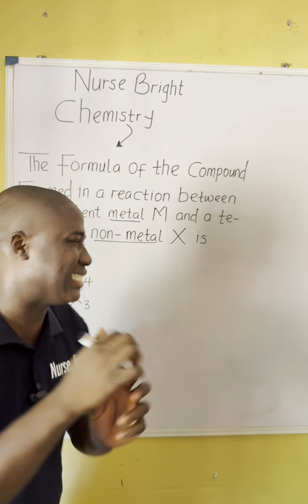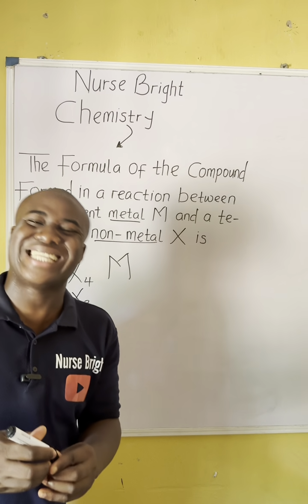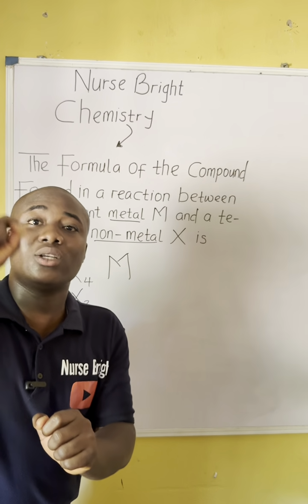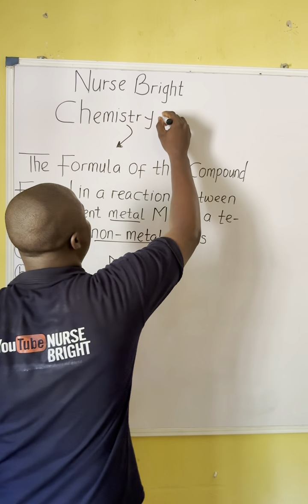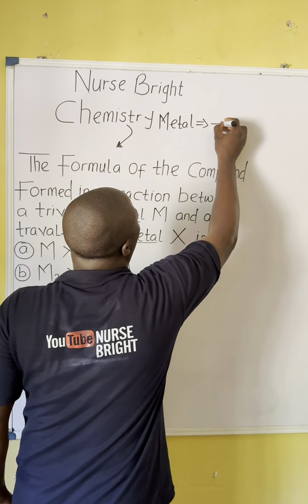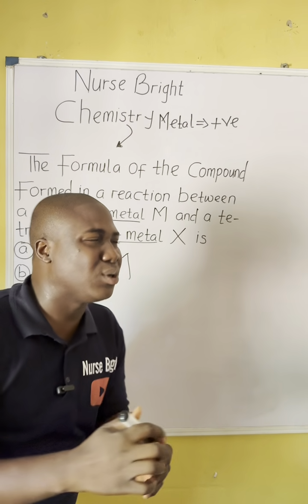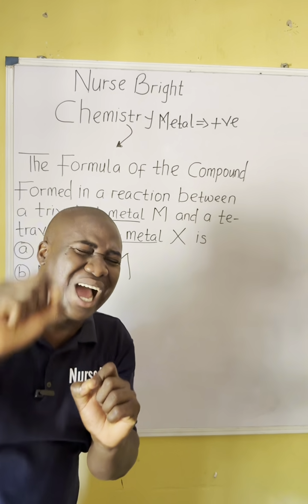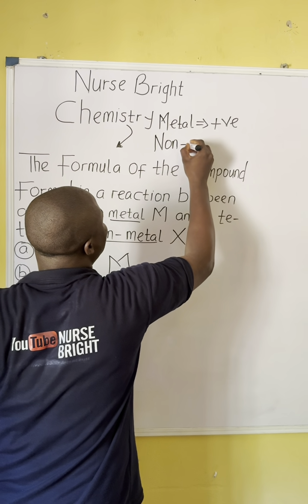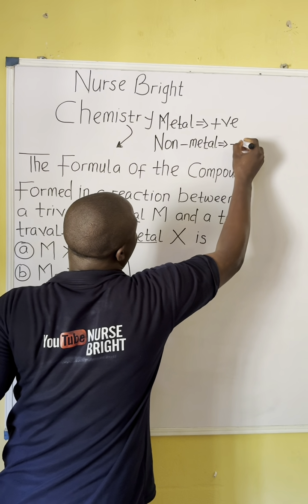What does that mean? Listen. First of all, this is the metal. The metal is symbolized as M. And they told me that the metal was what? Trivalent. Now, just listen, there's something I have to tell you. Note this. You must understand here that in chemistry, metals are positively charged, whereas non-metals are negatively charged. Listen to what I just said. It will help you a lot. Metals are positively charged, whereas non-metals are what? Negatively charged.